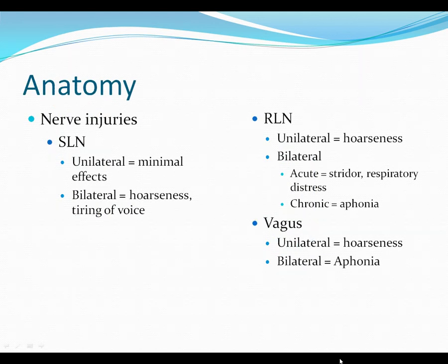And then, so what happens if you have nerve injuries? It's just a hard thing to remember, but an easy thing to test. Superior laryngeal nerve, unilateral, not a big deal. Bilateral, hoarseness, tiring of the voice. Recurrent laryngeal, unilateral is hoarseness, bilateral, that's the one, acute bilateral recurrent laryngeal, you can have stridor and respiratory distress. And vagus nerve, unilateral hoarseness, bilateral aphonia. This comes into play with a lot of ENT type surgeries. They can sometimes compromise these nerves.